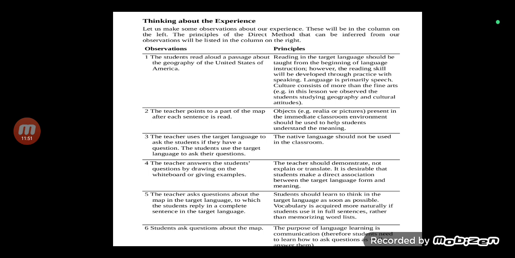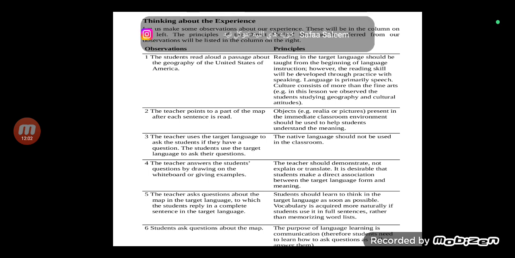Where is this mountain? He will point out. Okay, or he will point. So we call this the teacher should demonstrate, not explain.